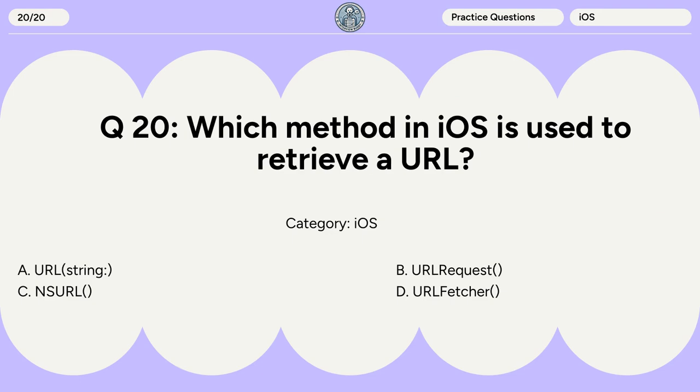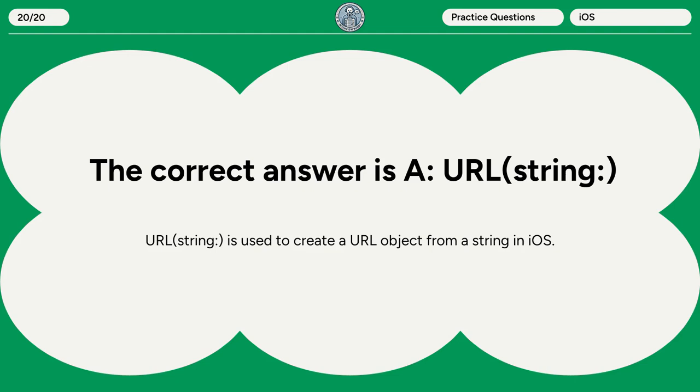Question 20. Which method in iOS is used to retrieve a URL? The correct answer is A. URL of string is used to create a URL object from a string in iOS.